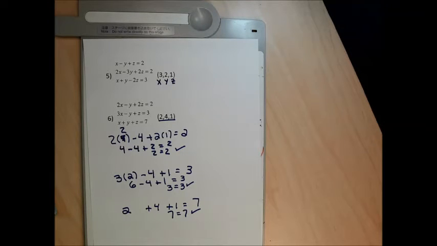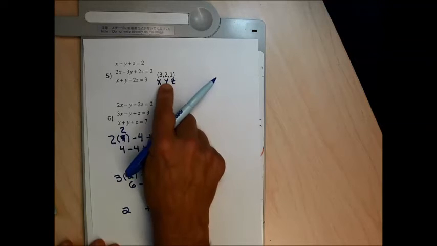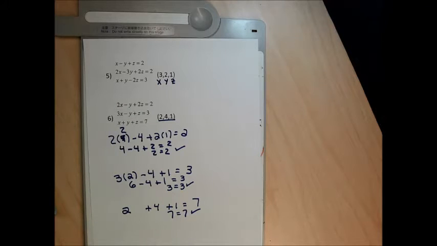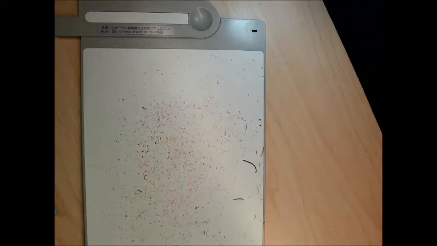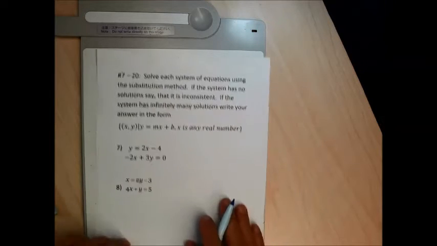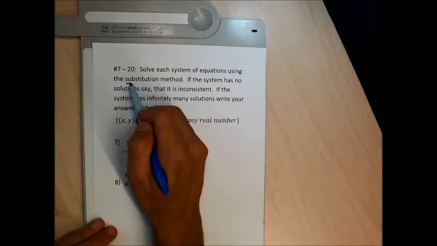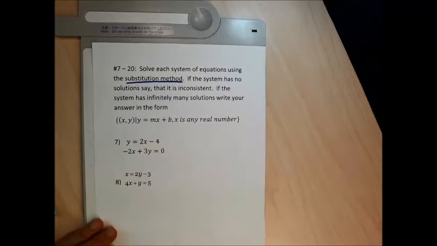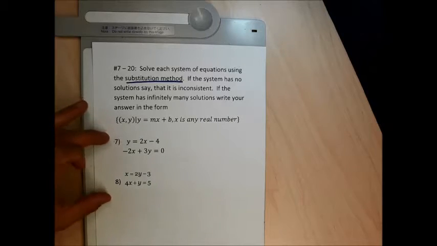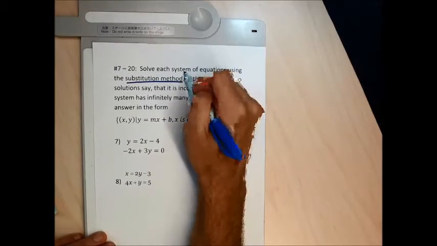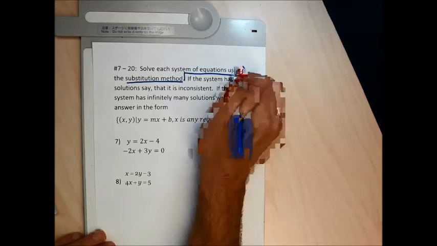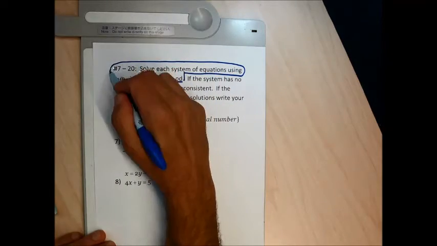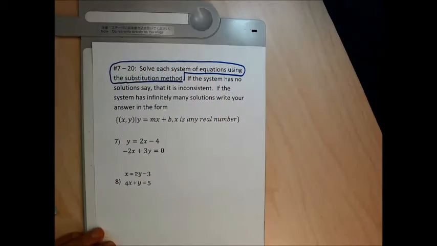The rest of the problems in this section, we're going to use algebra strategies to generate a solution, and then we should probably check it. And there's 2 big algebra strategies that can be used to solve systems of equations. The first method that we're going to learn is called the substitution method. So problems 7 through 20, each of the problems between 7 and 20, I'm going to solve using the substitution method.